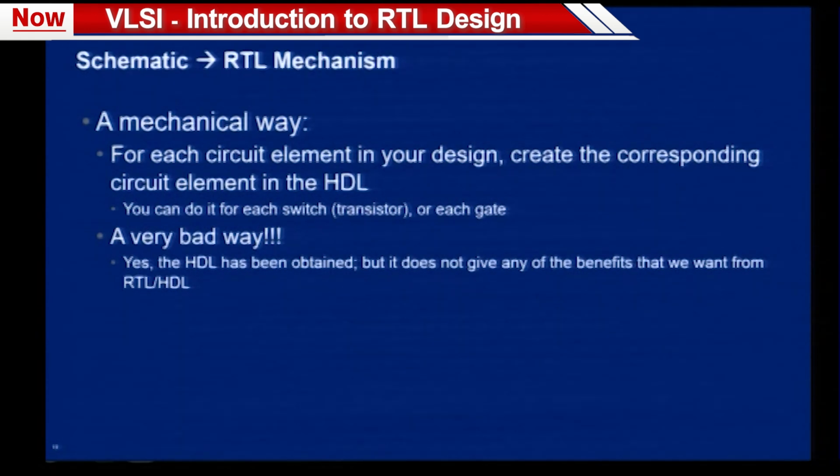So, now we want to migrate from the schematic to RTL, right? How can I migrate? I am looking at the schematic, I look at each element in the schematic and write the corresponding HDL. I see a transistor, I write the HDL for that. I see an AND gate, I write the HDL for that. So, one-to-one replacement. But this is a very, very bad way of doing it. Yes, we have written the HDL, but it is still switch level or gate level. So, it does not give any of the benefits that we talked about earlier.